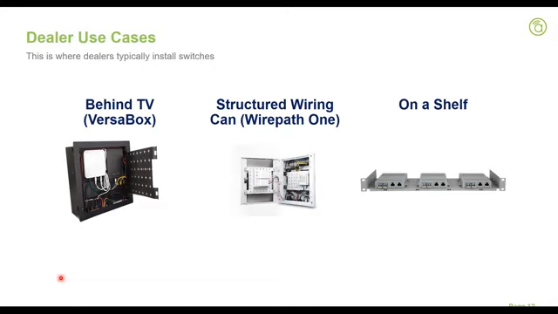So when we sat down and thought about those use cases, from a networking architecture perspective, we hear from the dealers that a lot of time they put their switches, especially those access switches, either behind the TV, and this is when a VersaBox will come into play, or they will have a structured wiring can in the job, and they want just to loop in and out that structured wiring can into a centralized rack, or they put it on the shelf, so they have a shelf in the rack, and they have a small device like a Roku. They would like to put another switch right next to it to save some space in the rack.